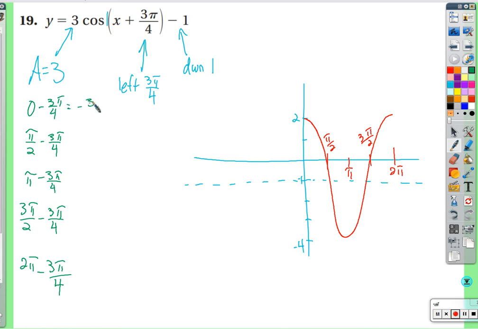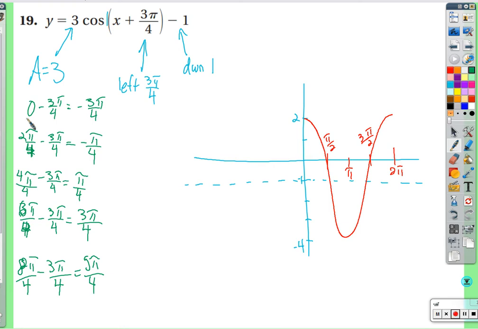Zero minus 3 pi over 4 is negative 3 pi over 4. Get a common denominator here, we'll have 2 pi over 4, negative pi over 4. 4 pi over 4 for the common denominator, pi over 4. 6 pi over 4 minus 3 pi over 4 is 3 pi over 4. Eight pi over 4 minus 3 pi over 4 is 5 pi over 4.